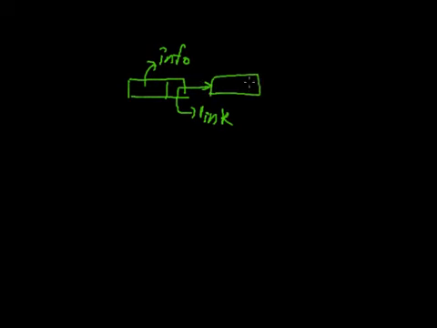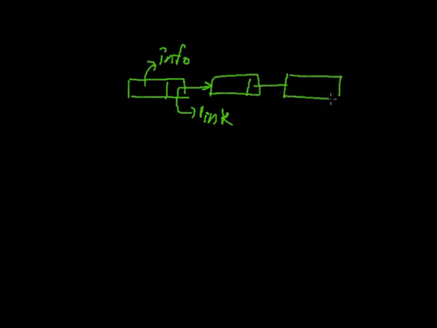Now, singly linked list is a list of nodes, and in a node there are two parts. First part is an info part where we store the data. The second part is the link part. This is the address to some other node.